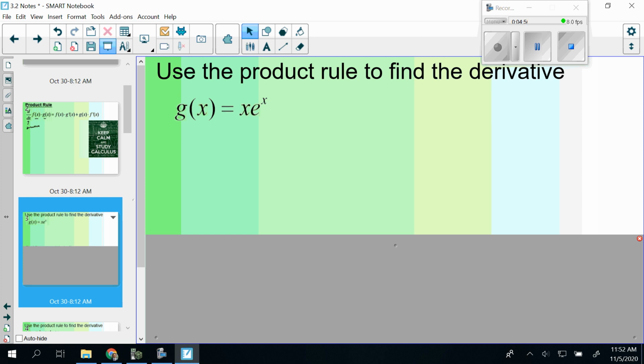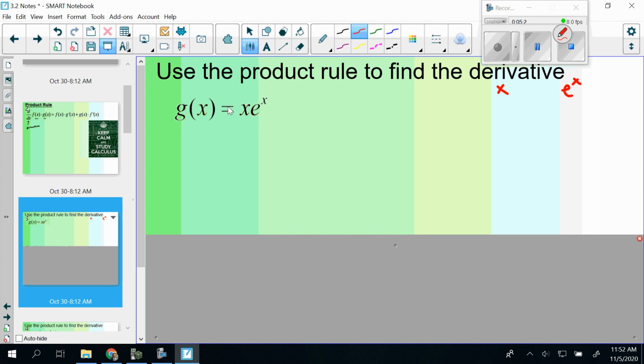Here's an example of one of those. Use the product rule to find this derivative. This one, you can see we have two distinct functions here. One of those functions being x, the other function here being e to the x, and they're both being multiplied together because we see no symbols in between these, so they got to be multiplied.